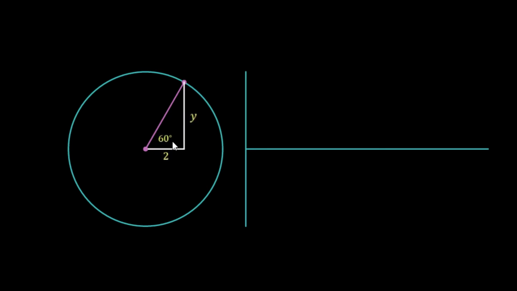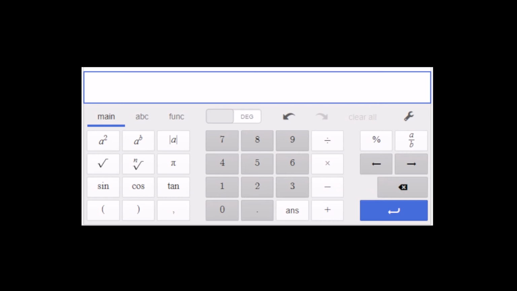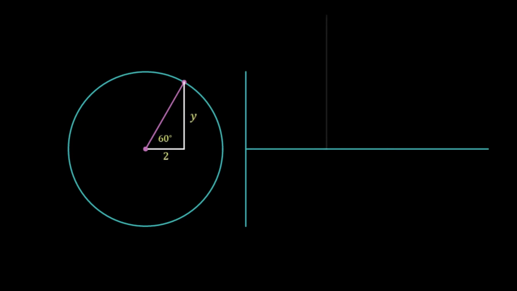Let's find out the tangent for 60 degrees on our calculator. Make sure your calculator is in degrees. Type in tan 60 and it'll give you a value of 1.732. Let's place the height 1.732 at the angle of 60 degrees.